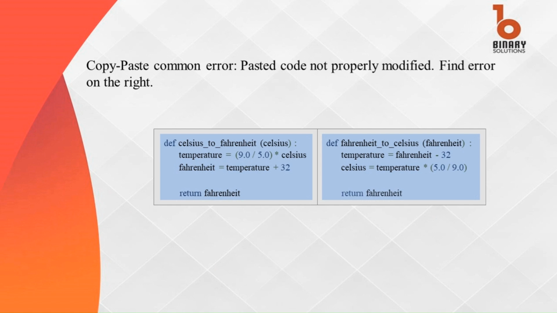This error occurs because the code was copied from the first function without fully modifying it for the second function's purpose. This highlights the importance of carefully adjusting copied code to ensure it works properly in its new context. The return statement in Fahrenheit to Celsius should be corrected to return the Celsius value for accurate results.